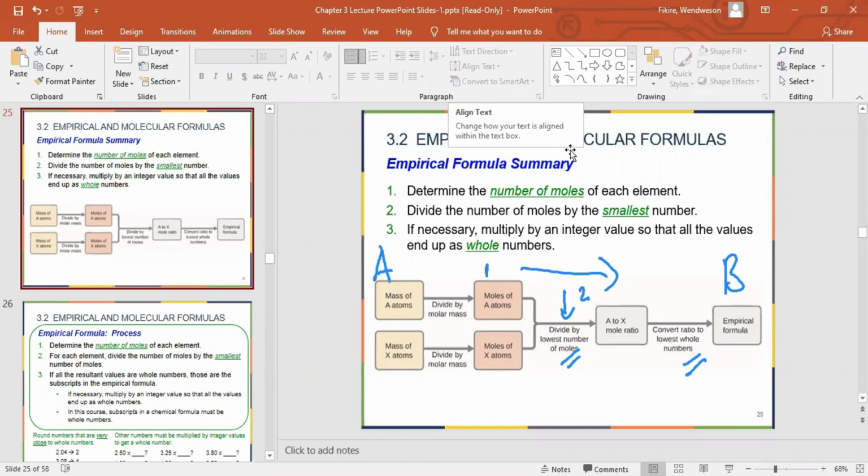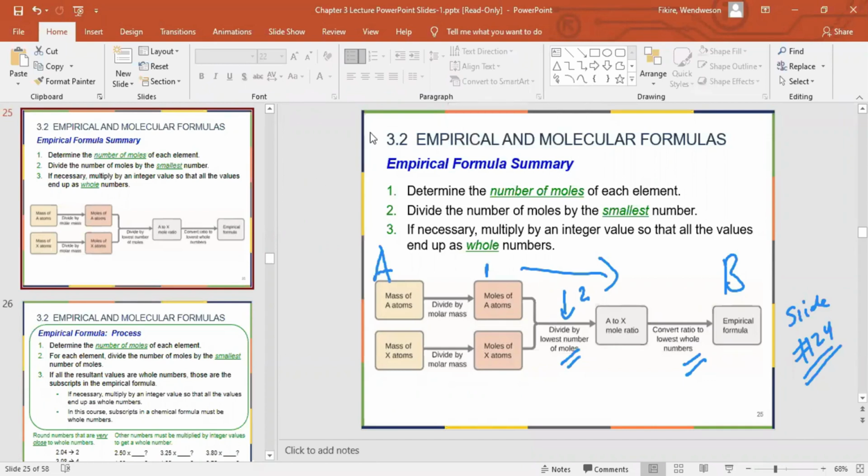Okay, this is exactly slide number 24. Slide number 24 would be a good reflection of slide number 25. So I want you to compare. If you want to understand slide number 25, look at slide number 24. It will really give you a great guideline.